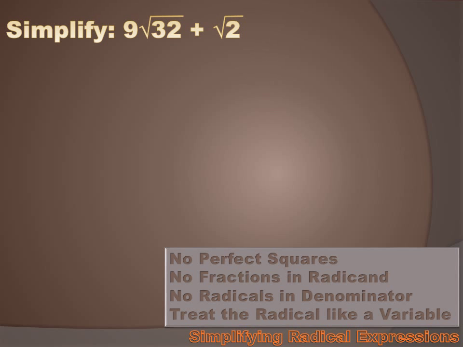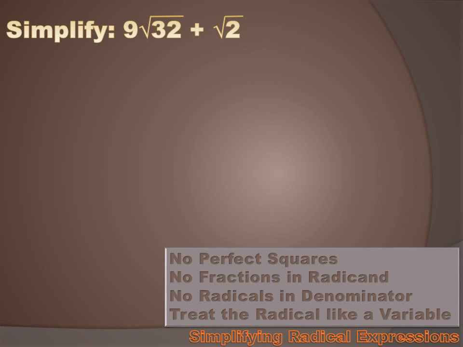Well, let's use these rules, which I've cleverly put down here at the bottom for you all to see. Let's use these rules and simplify this expression. 9 times the square root of 32 plus the square root of 2.